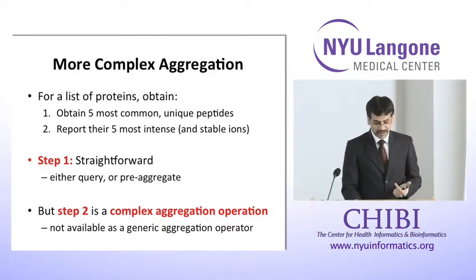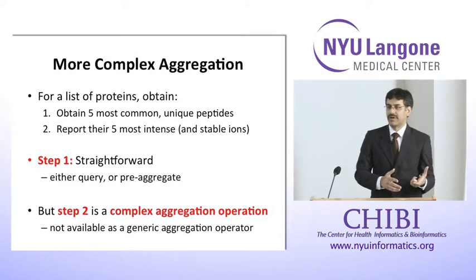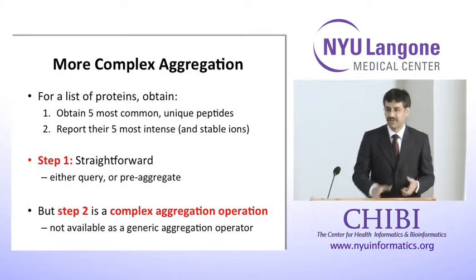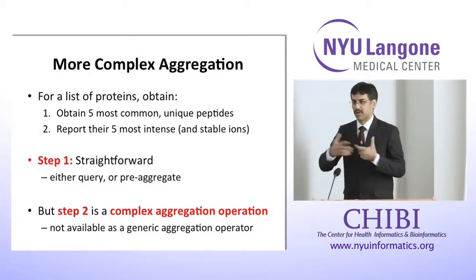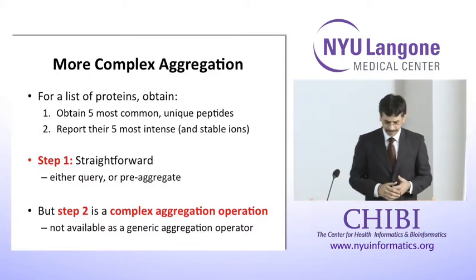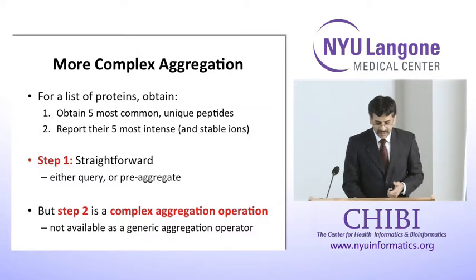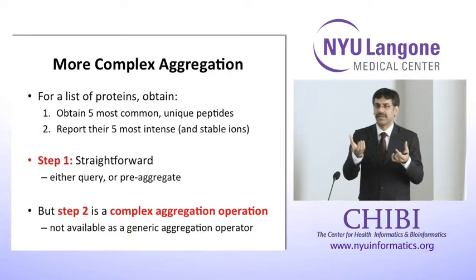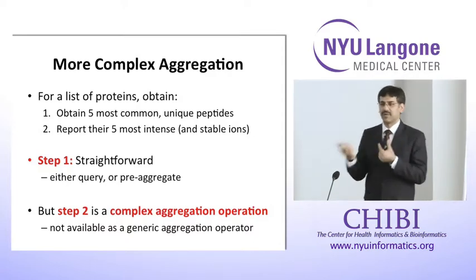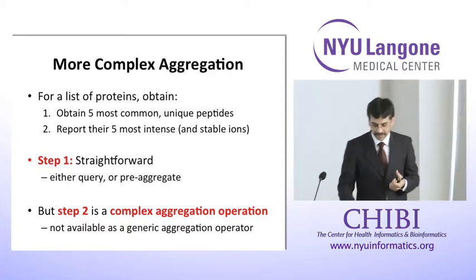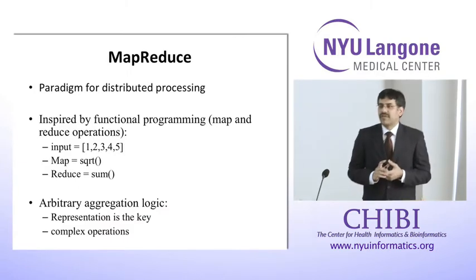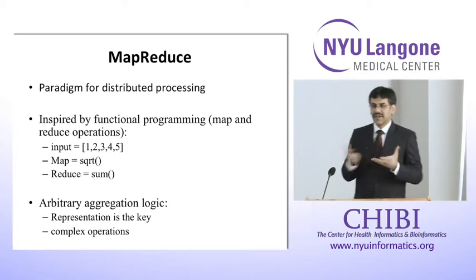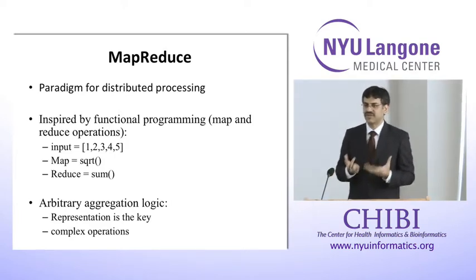Now, first step is pretty straightforward based on the example that we saw earlier. Simple pre-aggregation or a simple query can give you which peptides are unique for a protein and whether they are observed a large number of times or not. But step 2 is a more complex aggregation, which is not available as a simple operator in the aggregation framework, simple summation, simple averages. It's more complicated than that. Okay? So that's where the MapReduce paradigm comes into picture. The MapReduce is a very generic paradigm for doing distributed processing.